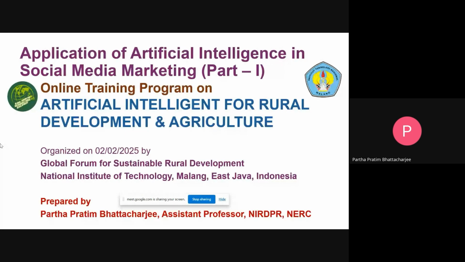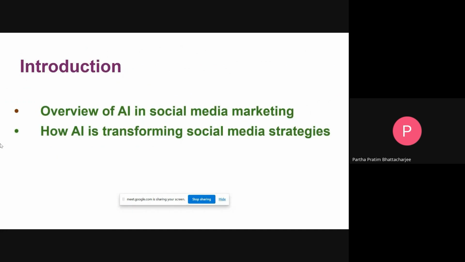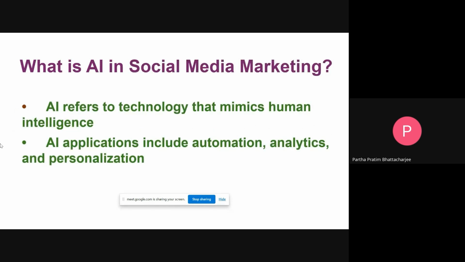So the discussion topic is the application of artificial intelligence in social media marketing. For the introduction, what we will discuss is the overview of AI in social media marketing, and second, how AI is transforming social media strategies. What is AI in social media marketing?